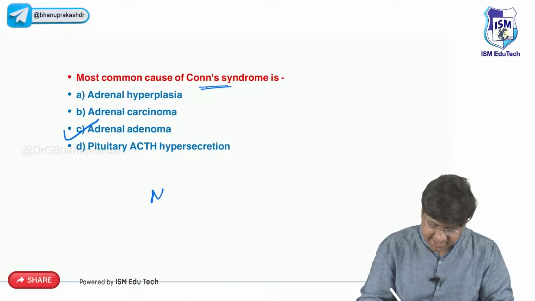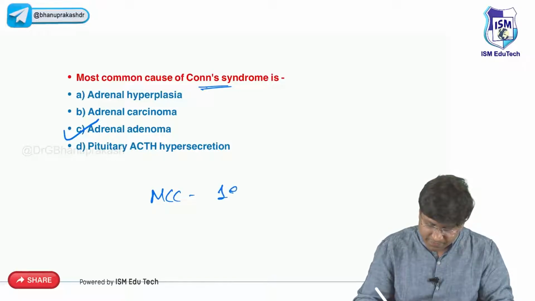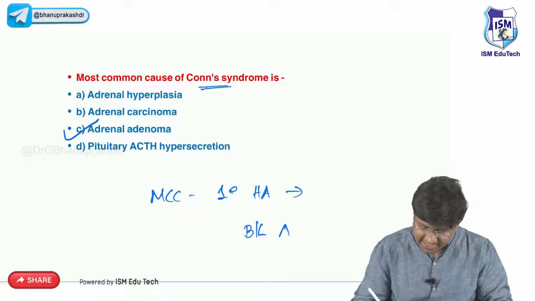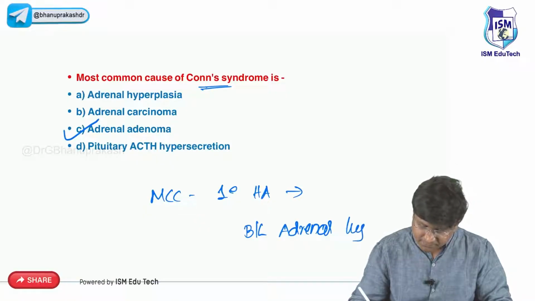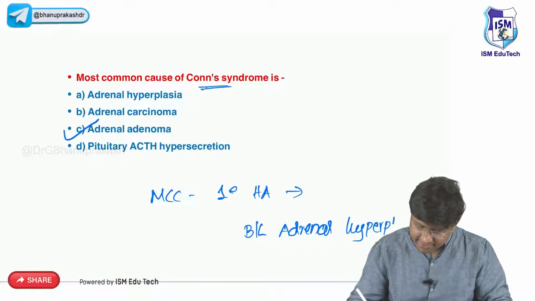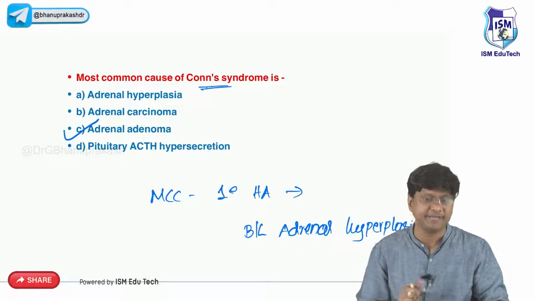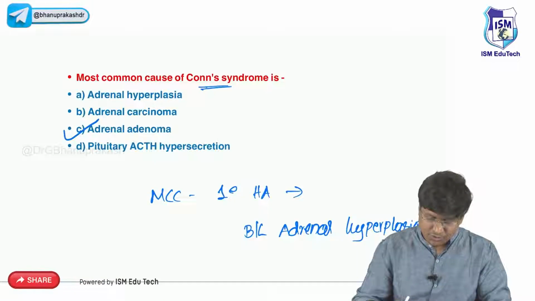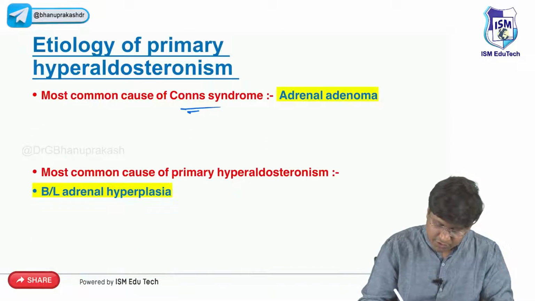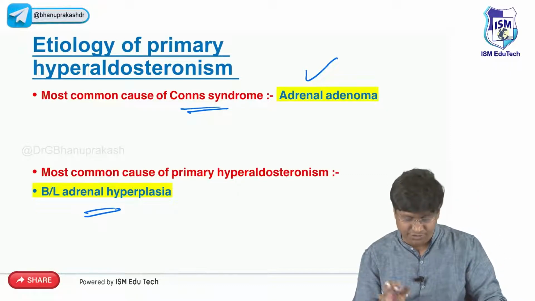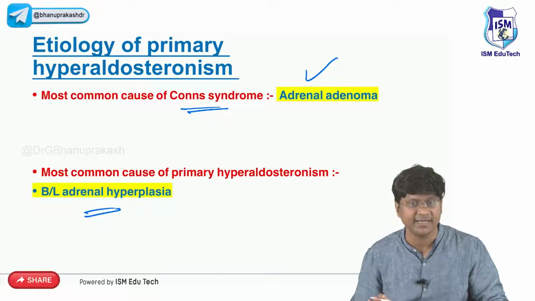But if the question is asked, what is the most common cause of primary hyperaldosteronism? That will be bilateral adrenal hyperplasia. Okay, that will be the most common cause for primary hyperaldosteronism. So if you see here, most common cause of Conn's is adrenal adenoma. Most common cause of primary hyperaldosteronism will be bilateral adrenal hyperplasia.